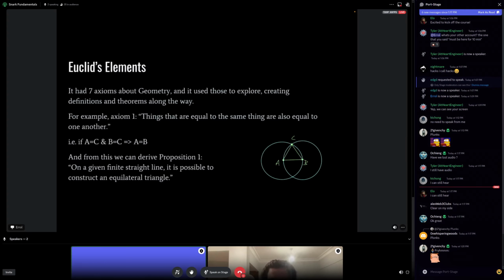But because these are radius to the edge of a circle, the line AC is the same length as the line BC. And we also know that AB is the same length. So then we can use this axiom and show that all 3 of these lines are the same length, and that we have an equilateral triangle.